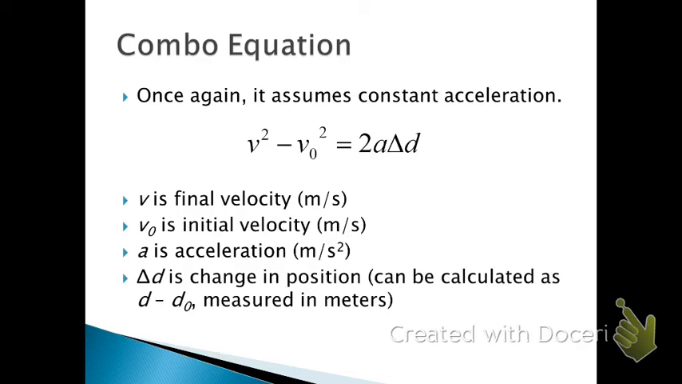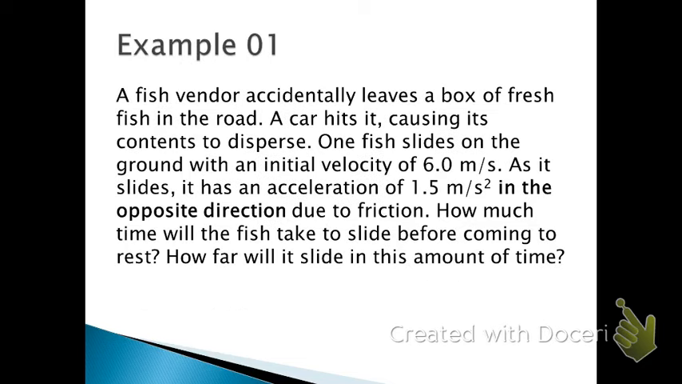You end up with your final velocity v squared minus your initial velocity v naught squared will equal 2 times my acceleration times my change in position. I write that as a delta d. So again, v squared minus v naught squared equals 2 times a times delta d, where delta d is a change in position. And you'll find this by just taking your final position, or your position at whatever time you're concerned about, minus your initial position. And that's just going to be measured in meters. So it's your total displacement.